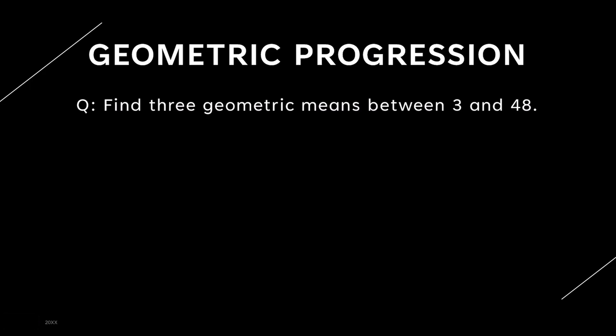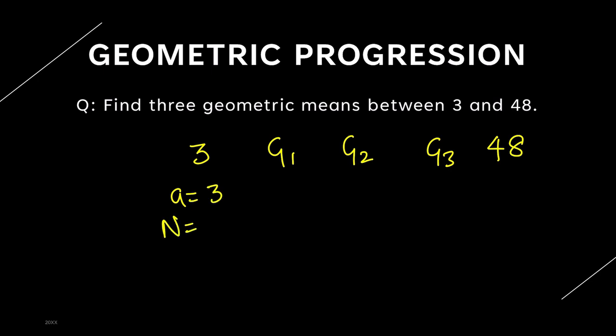Again, we'll do a question here. You can take a pause here and try to solve this. Very similar question to what we have done in the arithmetic mean video. We have 3 and 48, and there are 3 geometric means between them, G1, G2 and G3. Right? I hope this is clear. Now, what is the first term? 3. What is the number of terms? There are 3 geometric means plus these 2, that is 3 plus 2, 5.